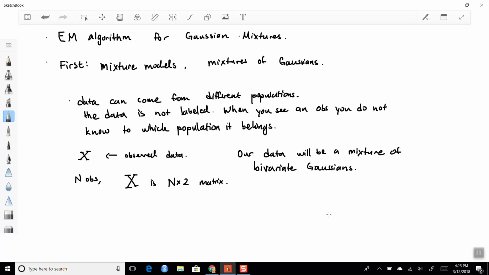Okay, and what we have is Z, the matrix of labels. Except Z is hidden from us, okay? Z is missing, or not seen.